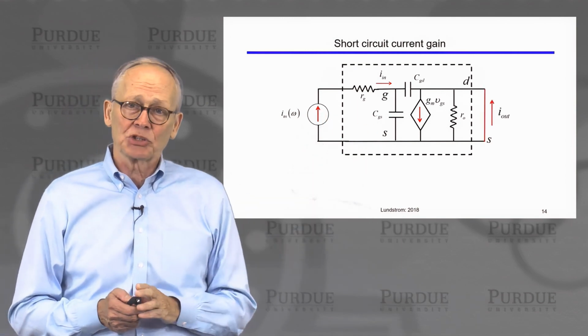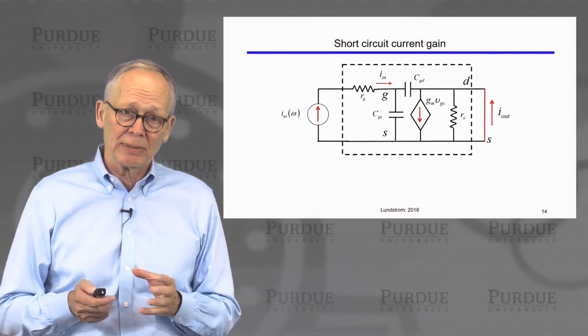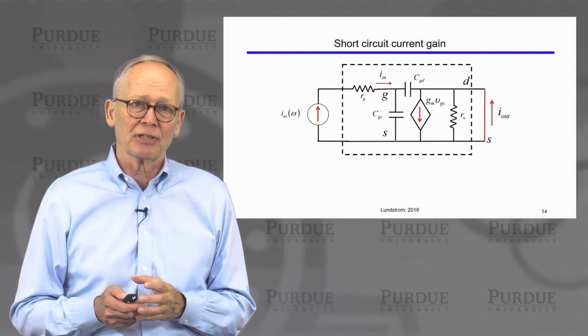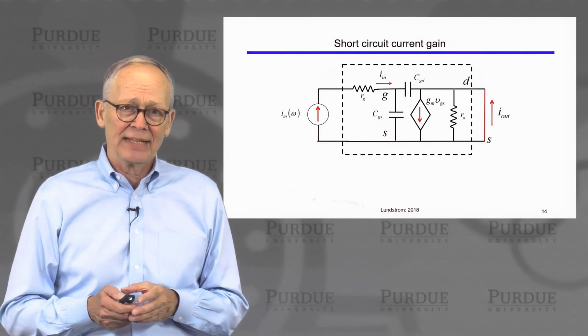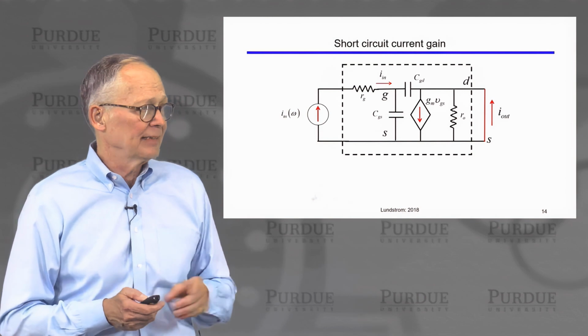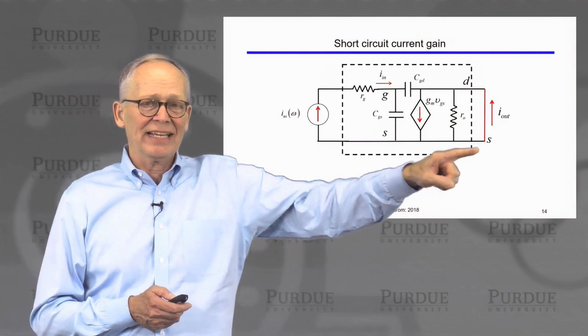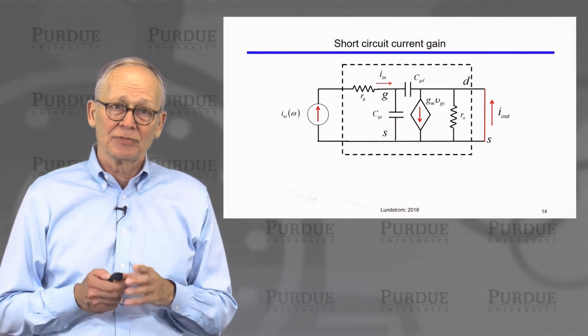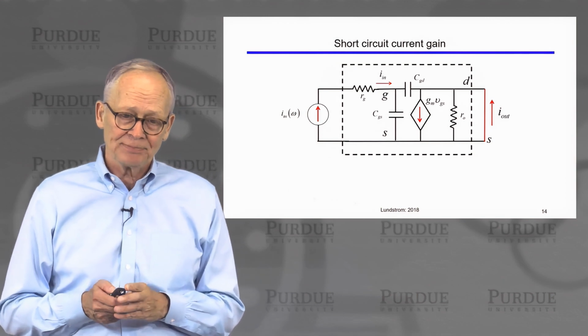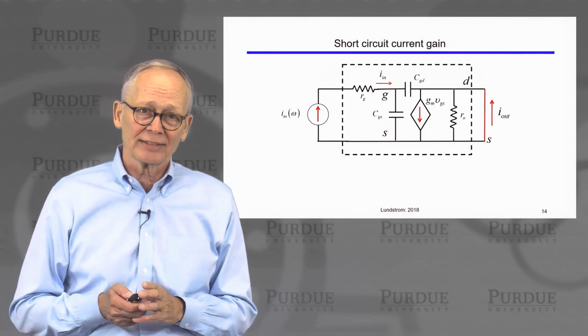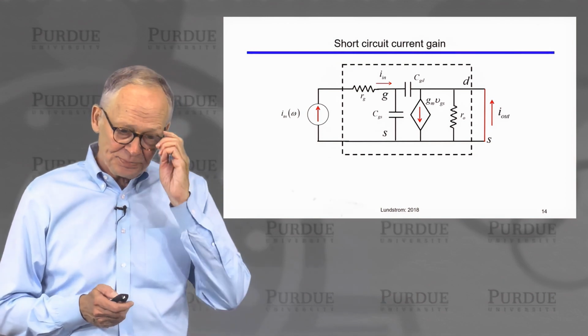At the output, we will short circuit the output. We do that by attaching a large capacitor across the output terminals. That will short circuit it to AC signals. And then we'll measure the AC current as a function of the frequency of the input current. And then we'll do a little bit of circuit analysis and determine what we have.